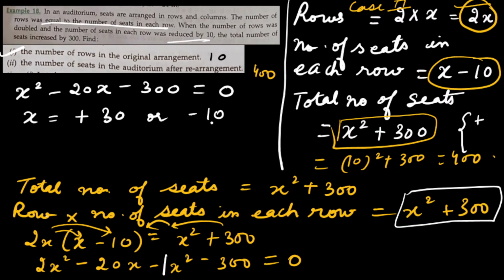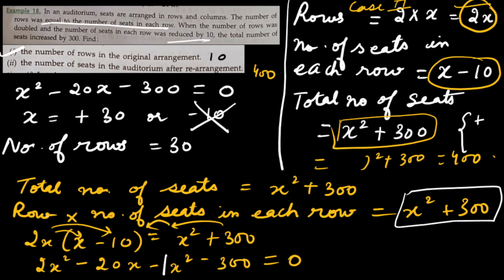So negative 10 we have to ignore because the number of rows cannot be negative. So the number of rows, which we assumed as x, is equal to 30. And for the number of seats, we just have to substitute the value of x as 30. So 30 square is 900. 900 plus 300 is equal to 1200. So the first one's answer is 30 and the second one's answer is 1200.